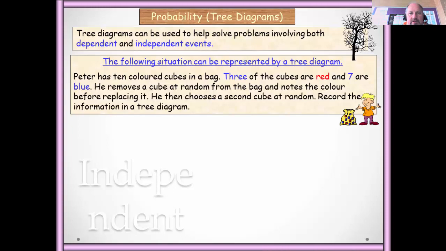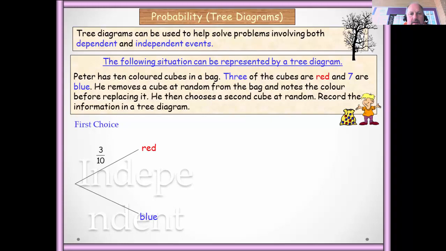In the following situation, Peter has 10 cubes in the bag, 3 are red, 7 are blue. He moves a cube at random from the bag and notes the colour before replacing it. Record the following information on the tree diagram. So we set it up like this. His first choice, he can pick a red or a blue.